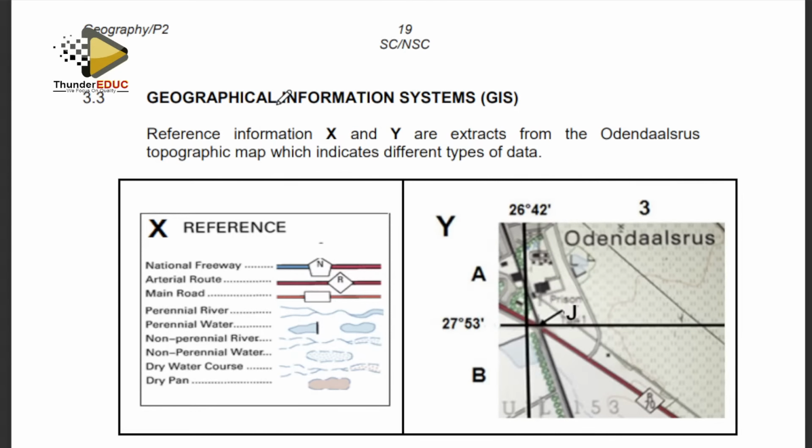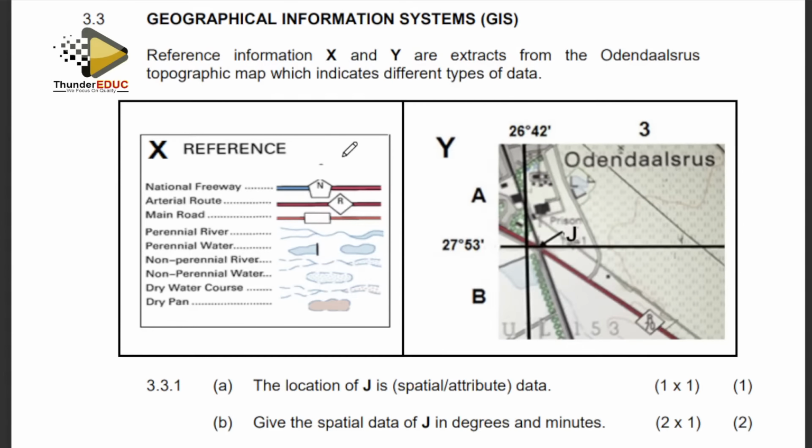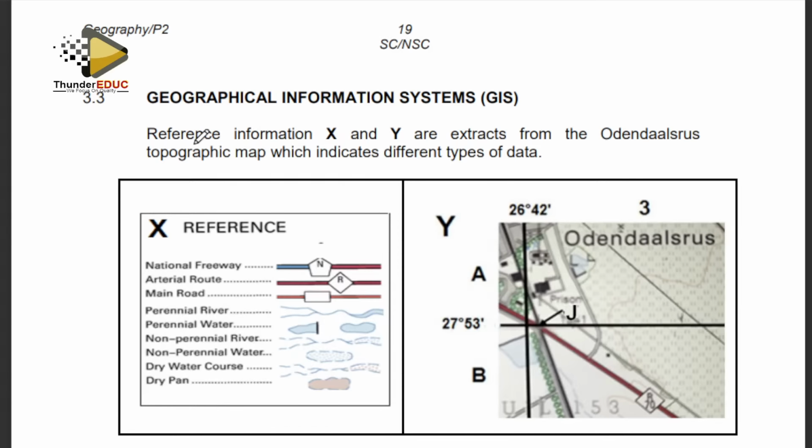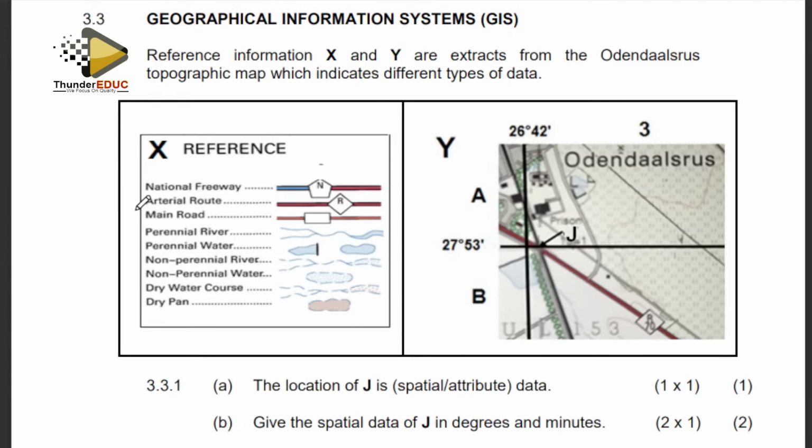Okay, let's look at GIS. This is 8 marks, and guys, I don't want you to take this GIS lightly, because those marks in GIS are for free. We have looked at these things several times. GIS, we reference information X and Y. These are extracts from the topographic map, which indicates different types of data.